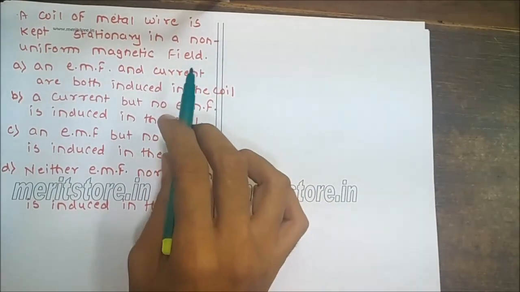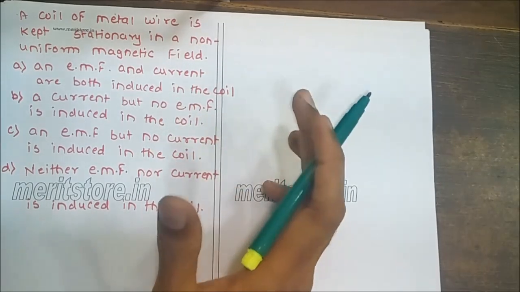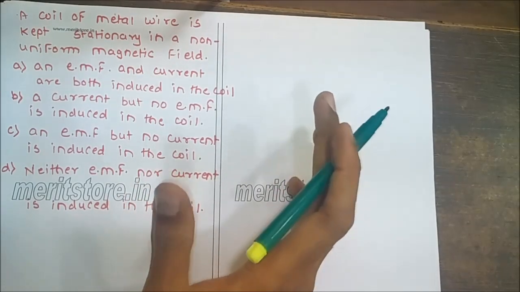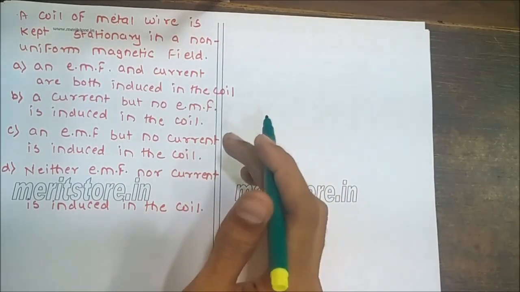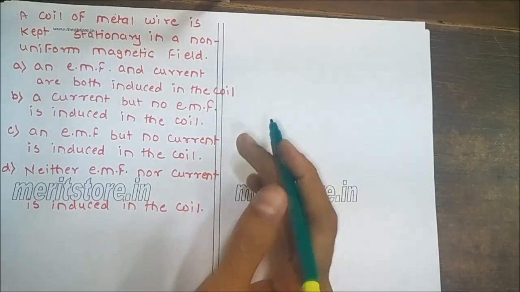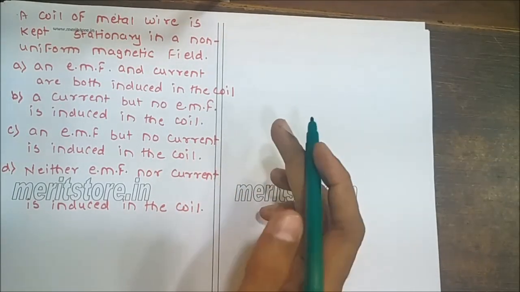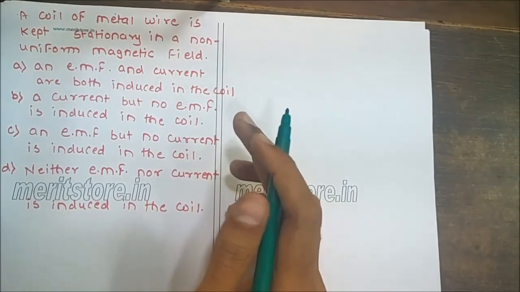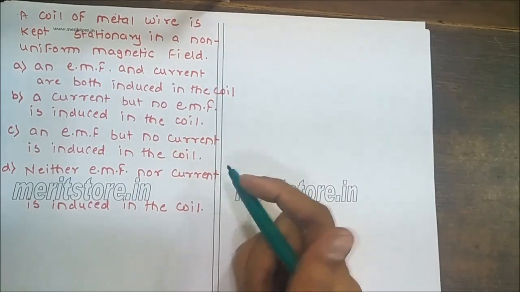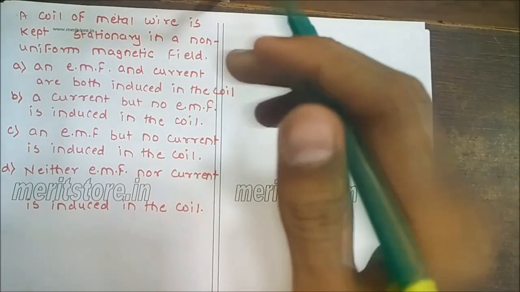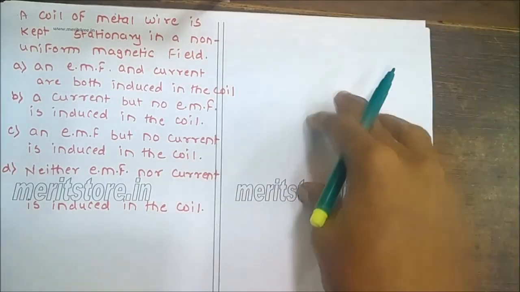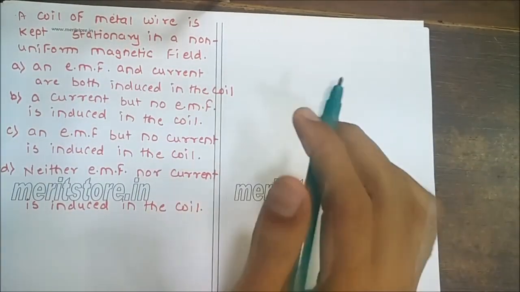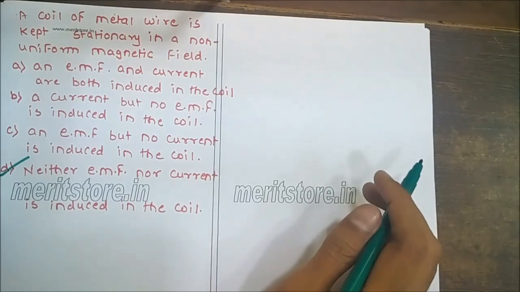So if a coil of metal wire is kept stationary inside a magnetic field, that is, it is not moving, that means the flux is not changing, hence an EMF will not be induced. So neither an EMF nor a current will be induced inside the coil, because the required thing is that the magnetic flux associated with the coil should change with respect to time. As a result, if the coil is kept stationary in a non-uniform magnetic field, there is no change in the flux, so neither EMF nor current will be induced in the coil. So D is the correct option.